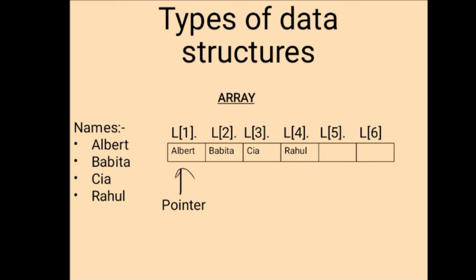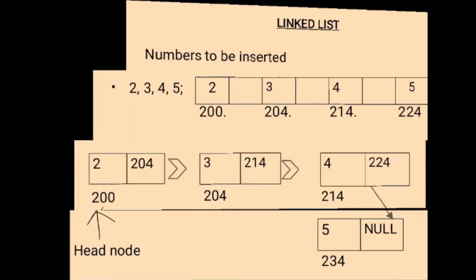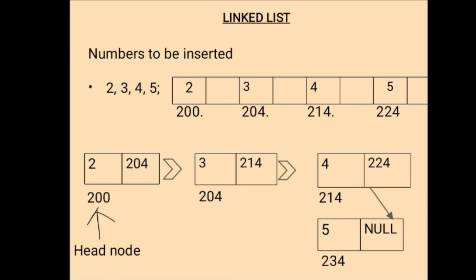So let's take a look at our next data structure, that is linked list. In a linked list, the memory block is divided into two parts. The first part contains the data, and the second part contains the memory address of the next node. Like this node is containing the address of the next node.